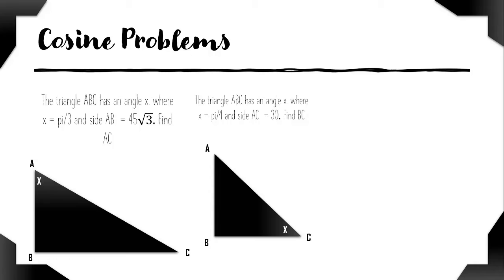The triangle ABC has angle x, where x is equal to pi over 4 and side AC is equal to 30. Find BC. So this is really simple. So BC is our y. We just want to label that so we know what we want to find. So x is equal to pi over 4. So that means 180 divided by 4 is equal to 45. Therefore, pi over 4 is equal to 45 degrees.